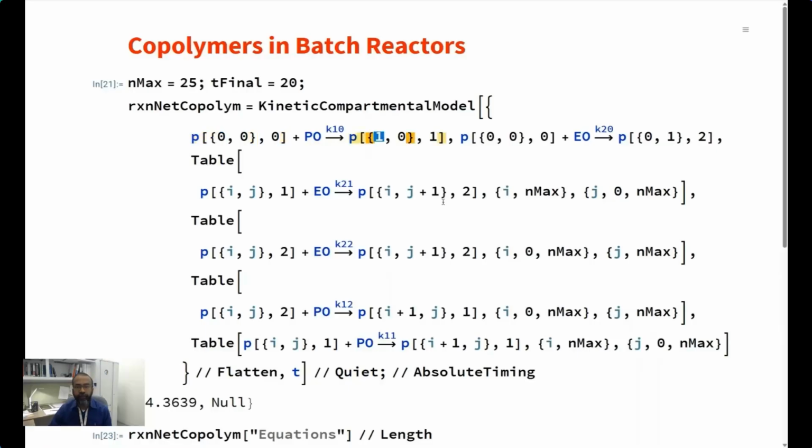So this index E takes a value of 1, and the number of PO units is now updated from 0 to 1. Similarly, when the initiator reacts with the second monomer, the ends are different, so it gets a different value of the index. And the number of repeat units of the second monomer is now updated and increased from 0 to 1. And this is now carried out for all possible combinations in the system, and it's conveniently done using Table.